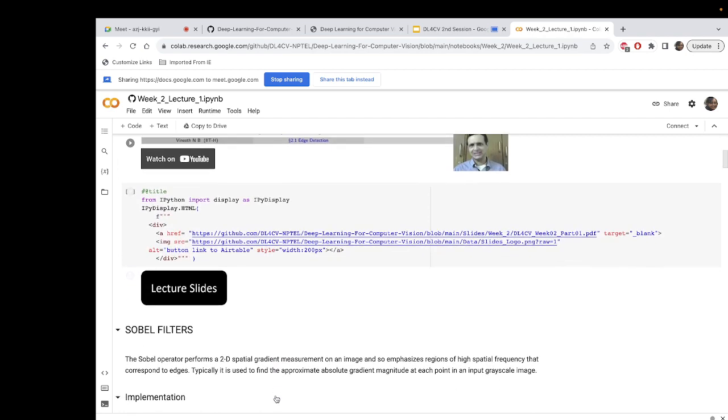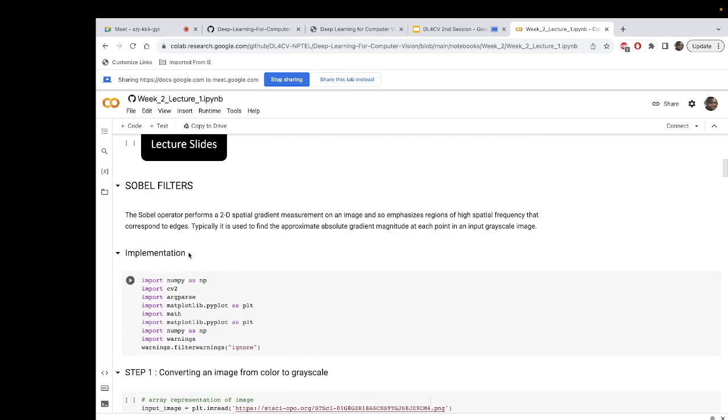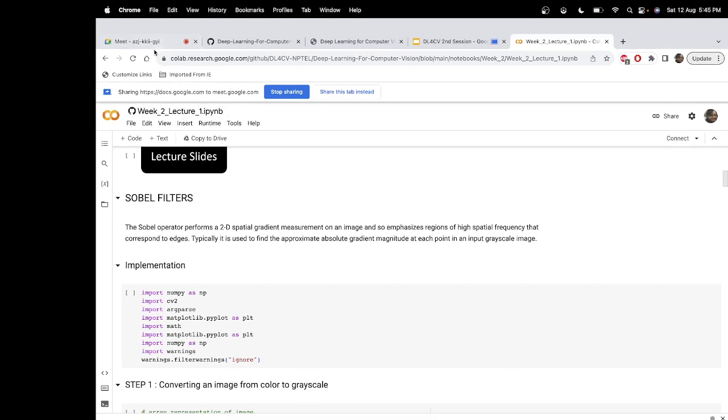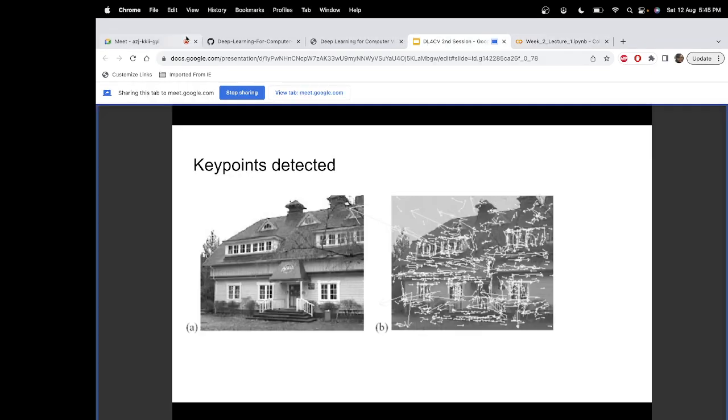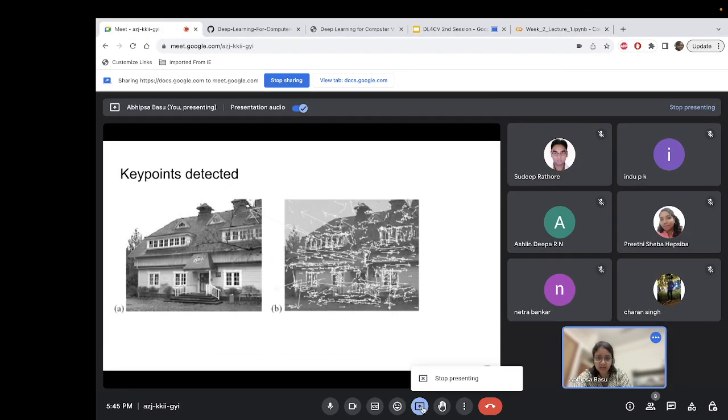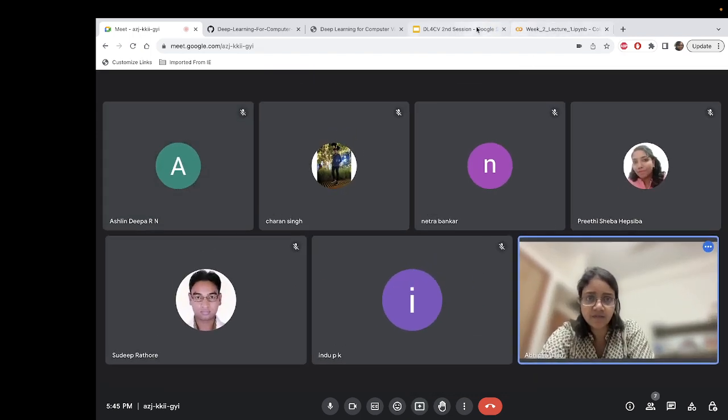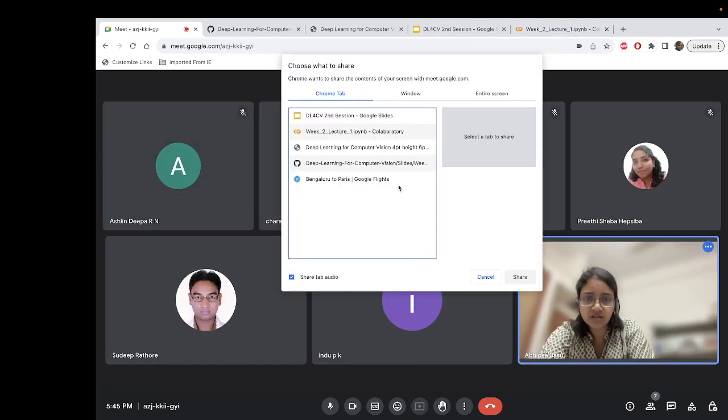This I keep on repeating to every batch. One of our friends was asking questions on SIFT. So some of these notations that I just, give me a second. Let me present.